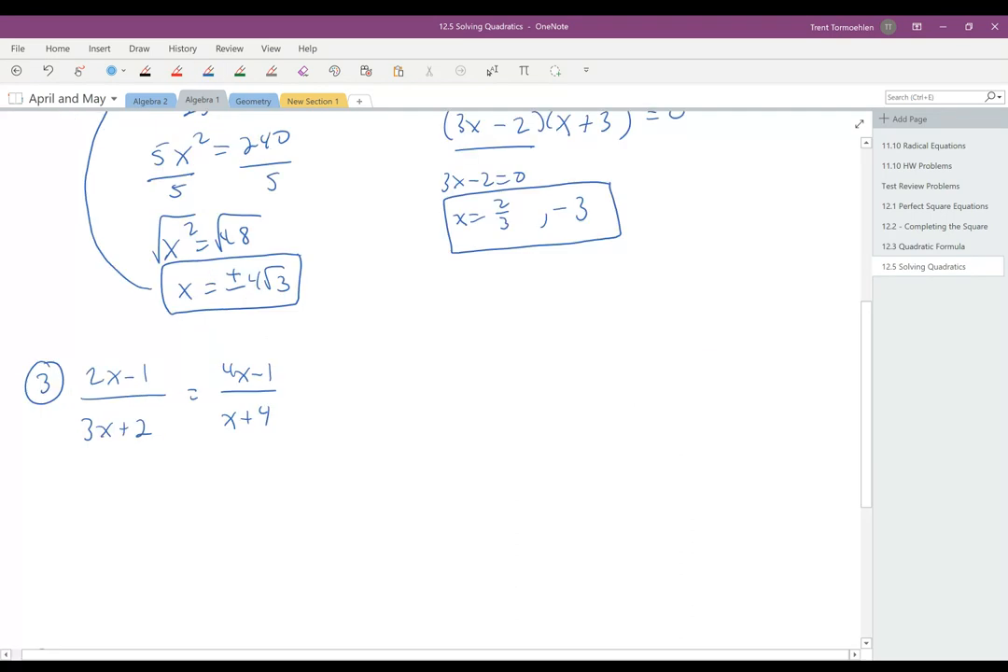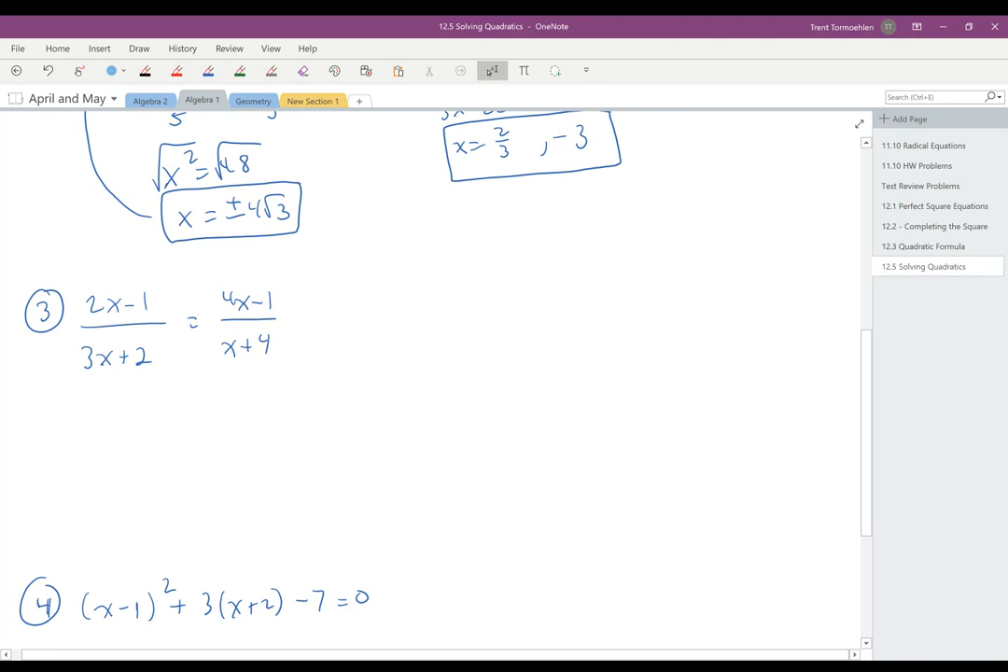All right, for the third example, if you have a problem like this, well, this isn't a quadratic yet because we don't see the squared term, and so we do need to go ahead and simplify this. To do that, for a problem like this, the easiest way is just to think about it as cross multiplication. So 2x minus 1 times x plus 4 equals 4x minus 1 times 3x plus 2.